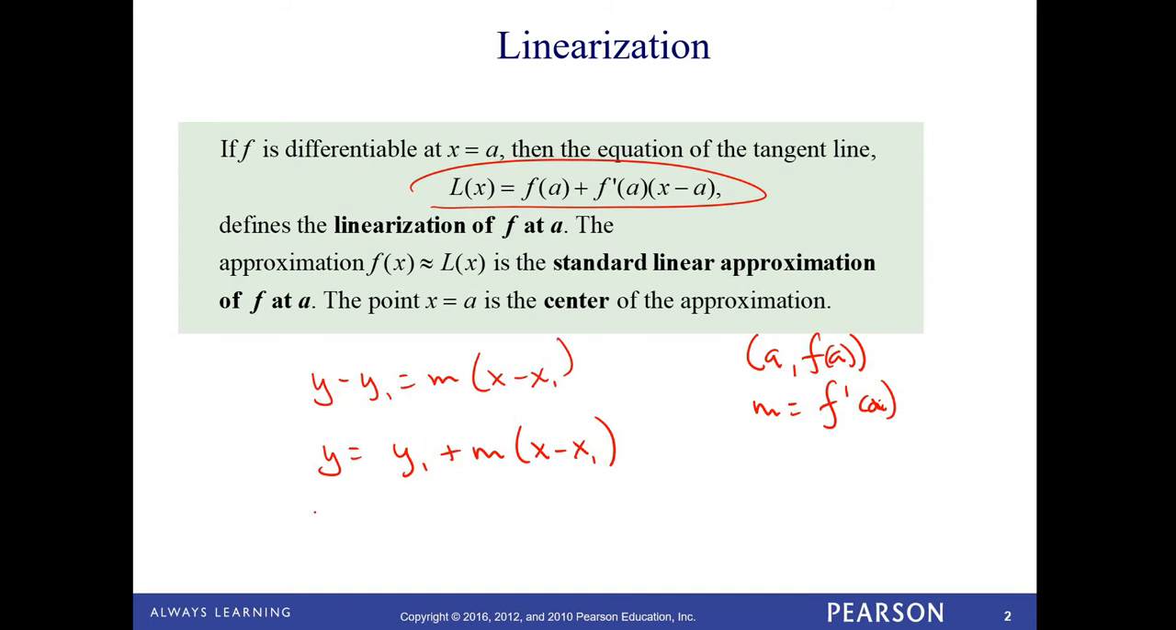So if I substitute in y equals the y sub 1 value, f of a, plus the slope, f prime of a, times x minus my x value, a. You can see that this equation is the same as this, where we've used the point a comma f of a and the slope f prime of a. And we call it L of x, which is approximately equal to f of x, as long as we are close to x equals a.